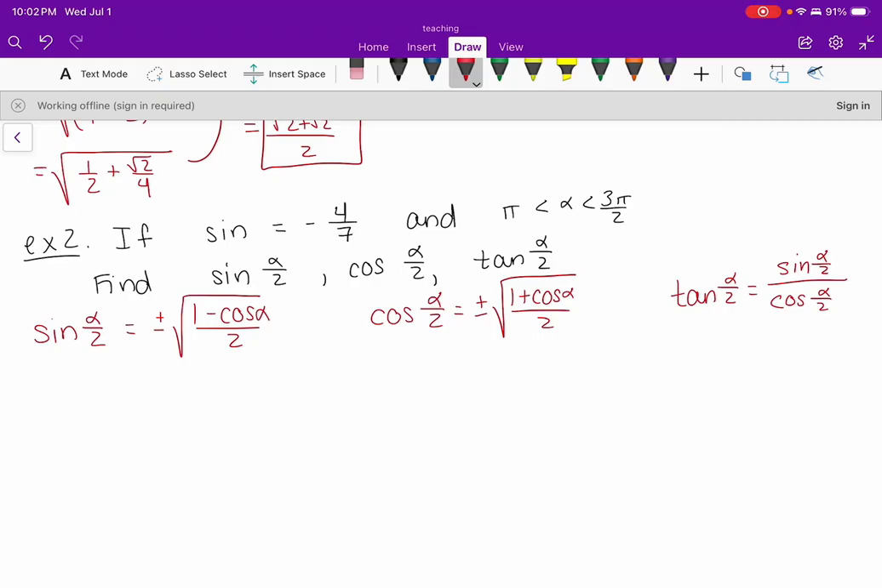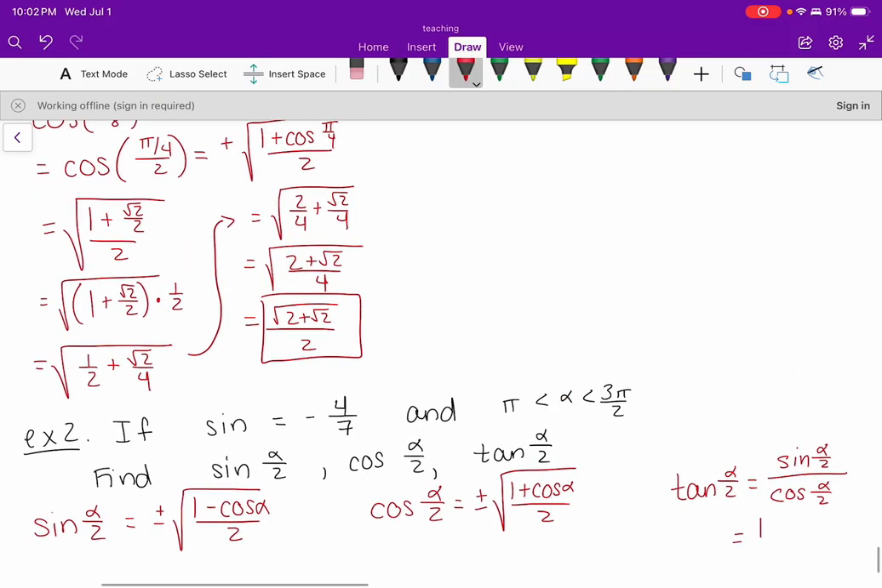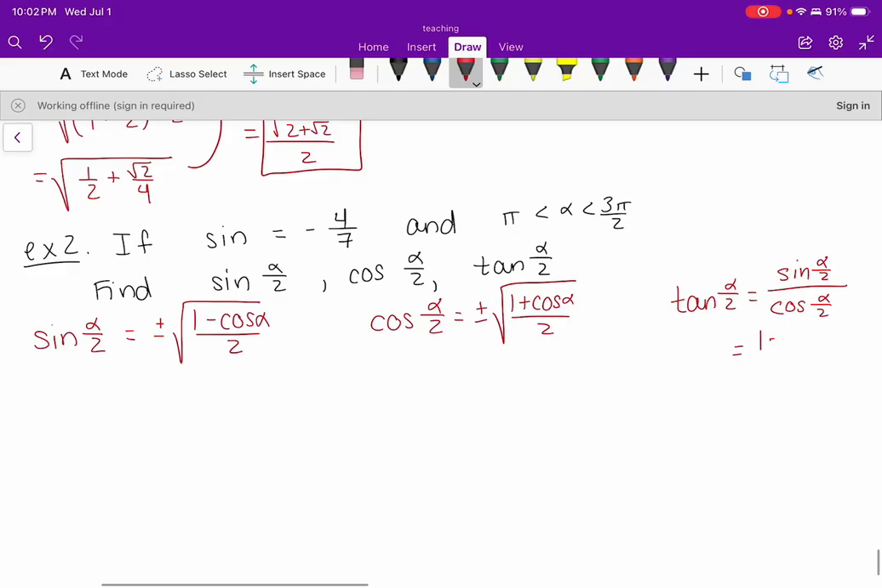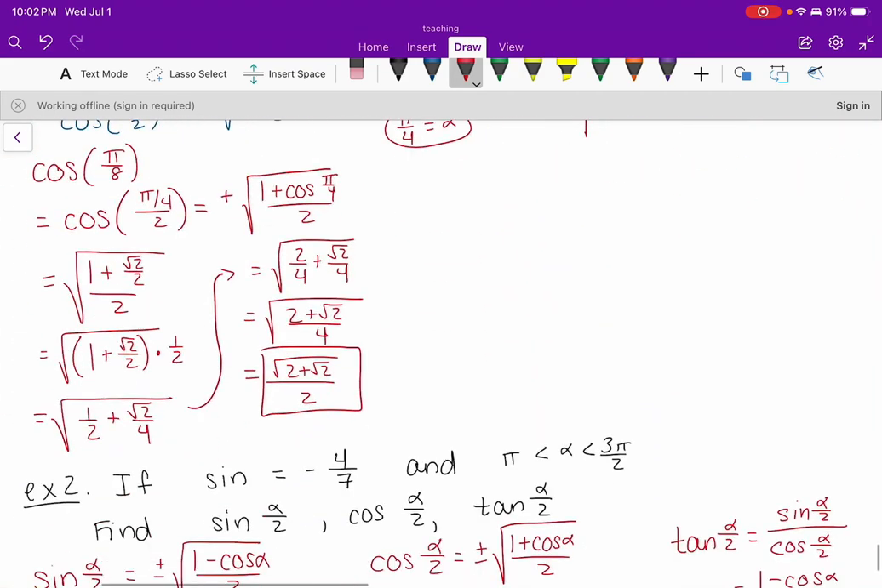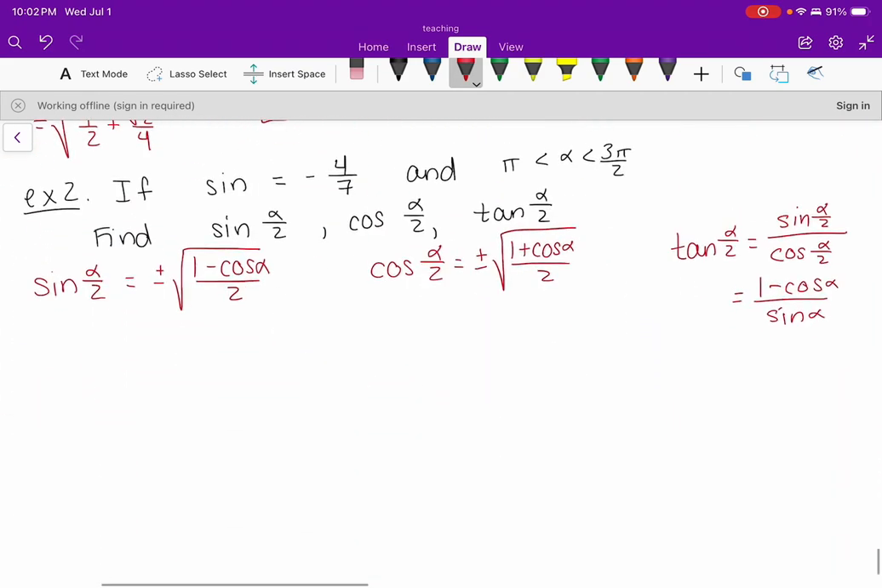If those look hard to simplify though, we can also use one of the identities from earlier. So I'll say we could use the (1 minus cosine alpha) over sine alpha. That one's usually pretty easy to simplify, so I like using that one a lot. So for tangent, we have a lot of options, but some might be easier to simplify than others.